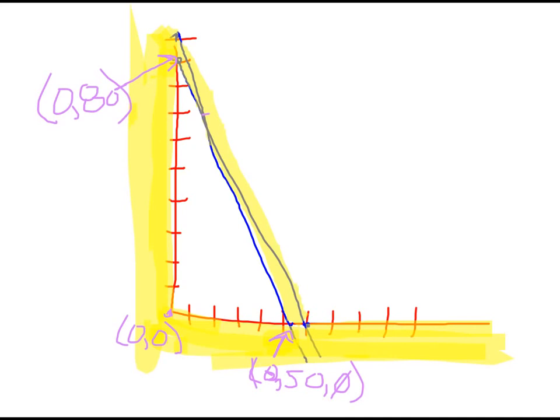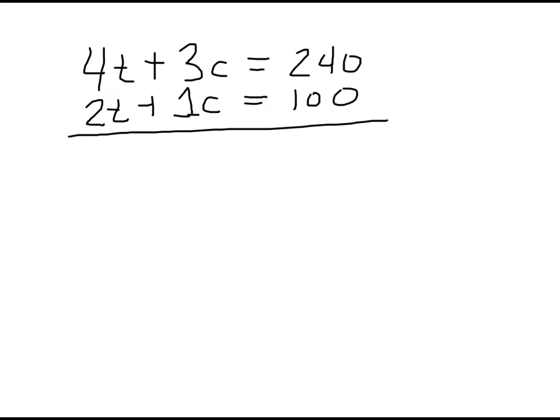And then we have a point right here where these two lines intersect. So the next thing we need to do is figure out where these two lines intersect and what those values are. The way we do this is with additional algebra. So you'll see here I have my 2 constraints, this one for carpentry and this one for painting and varnishing. So I'm going to solve these together so that I can figure out that additional coordinate.